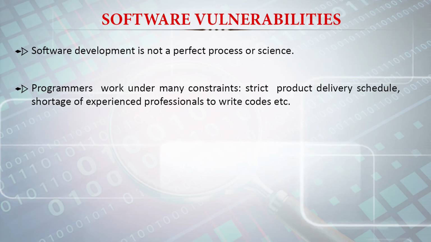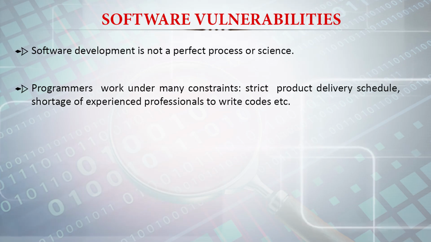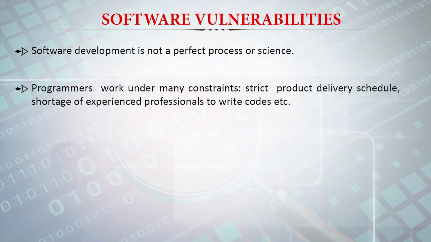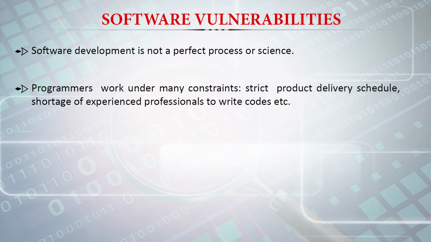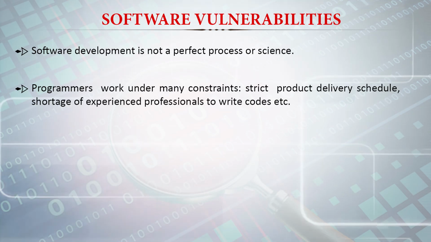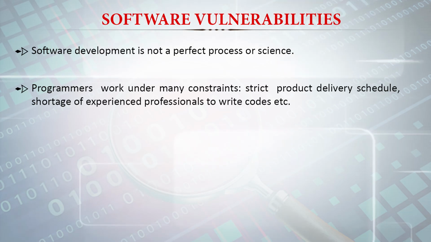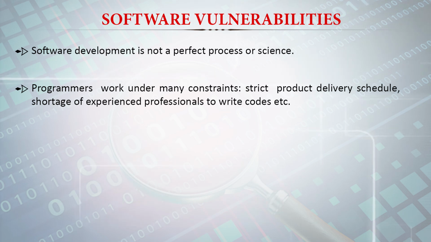Programmers work under many constraints: strict product and delivery schedules, shortage of experienced professionals to write code, etc. This is another reason that they have to deliver the product on a particular date. There is a shortage of experienced professionals in the organizations to write good, efficient, optimized code. Getting a result is one thing, but writing optimal code which takes fewer lines in a program, but is very efficient, means that it gives you very good performance.